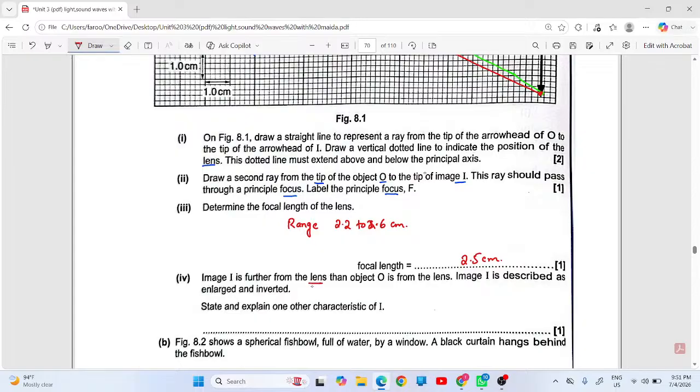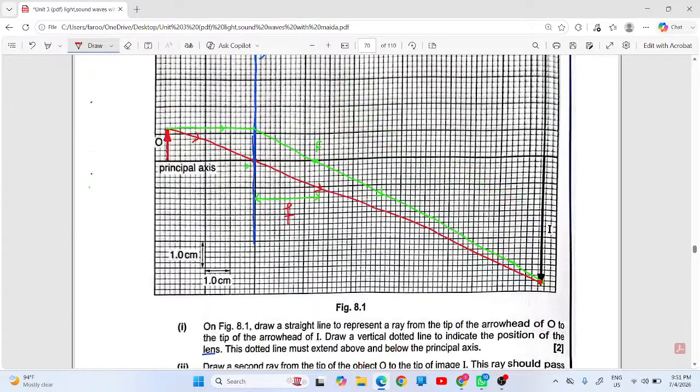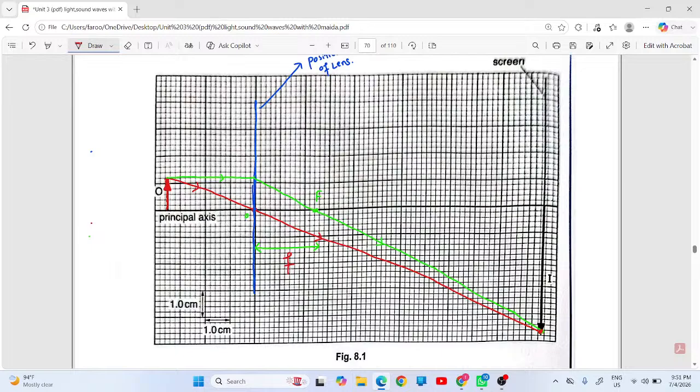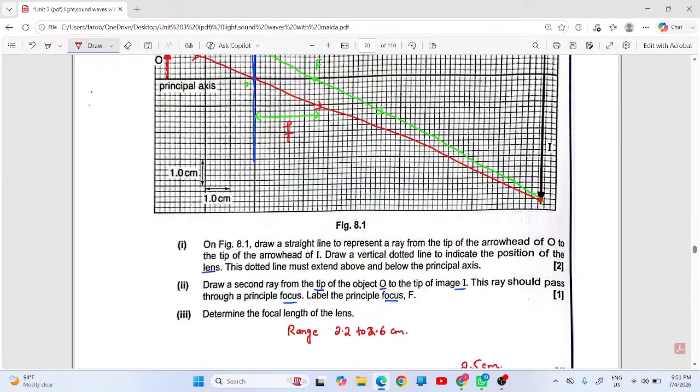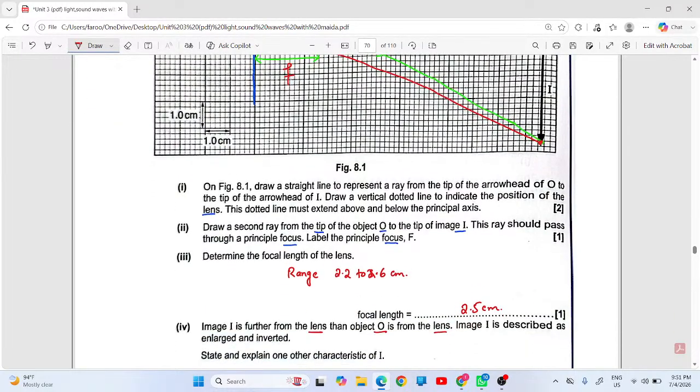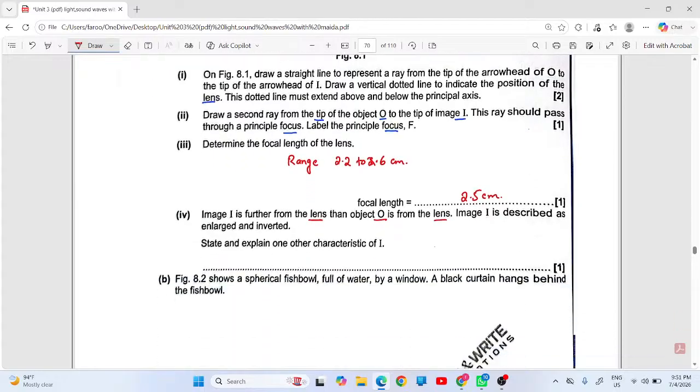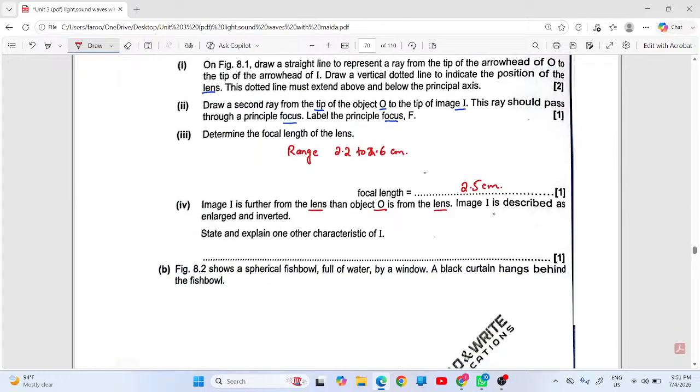Centimeter. Marking scheme: image I is further from the lens than the object is from the lens. That means the image is forming very far, and the object is placed very close to the lens, but the image is formed away from the lens. The ray should pass. Oh, sorry.